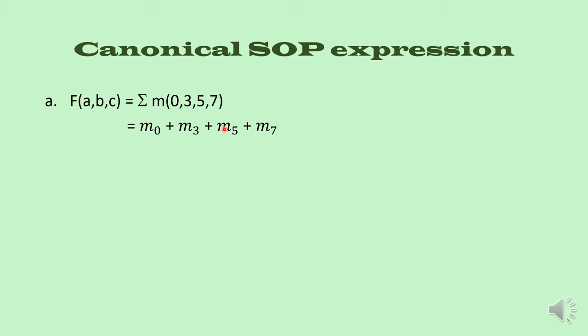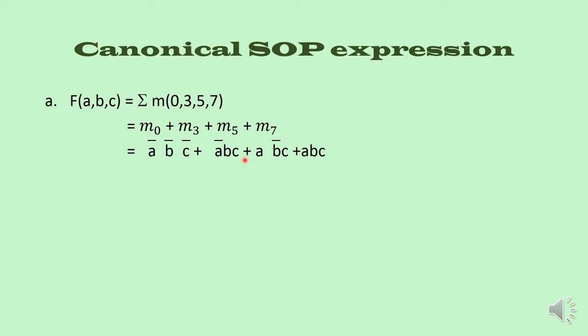So m0 means 0, 0, 0. The decimal notation is 0, but its binary representation is 0, 0, 0. So it is defined as a bar plus b bar plus c bar. Next is 3. The decimal number is 3. What is the binary representation? That is 0, 1, 1. So 0 is represented by a bar, 1 is represented by b, and 1 is represented by c.